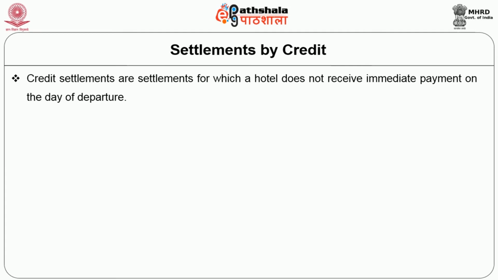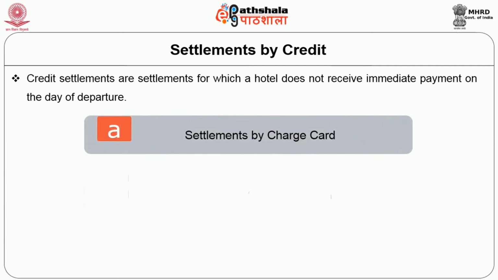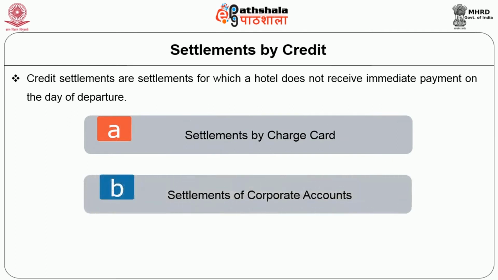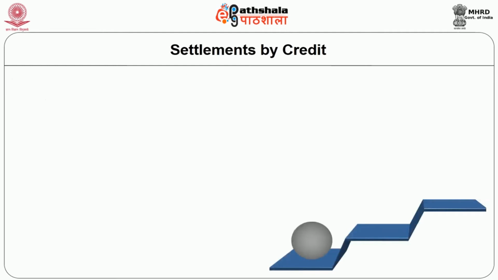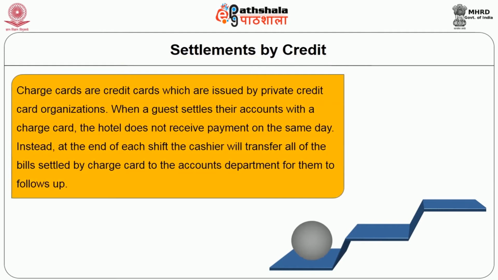So during these credit settlements, there are three different types of settlements. The hotel does not receive immediate payment on the day of departure, that is during checkout, but the accounts are settled later. The three types of accounts are settlements by charge cards, settlements by corporate accounts, or sometimes travel agent vouchers. Settlement by travel agent voucher denotes the group bookings which are usually done by the travel agent. Now we will look into the settlement by charge cards.